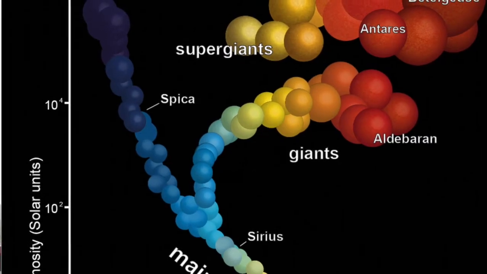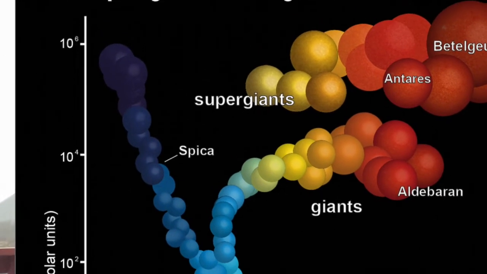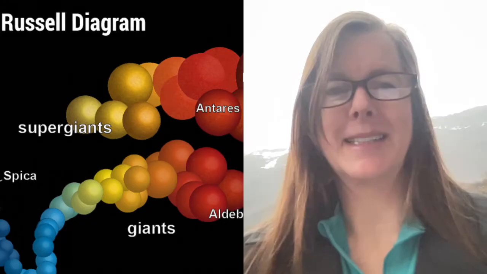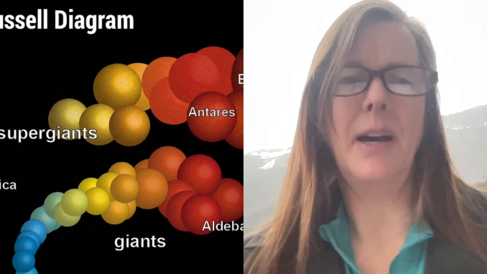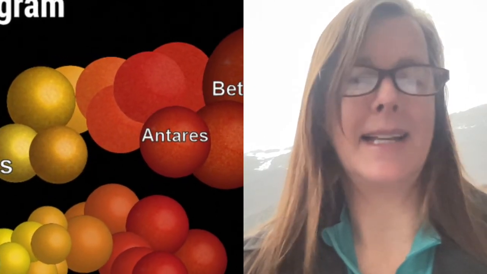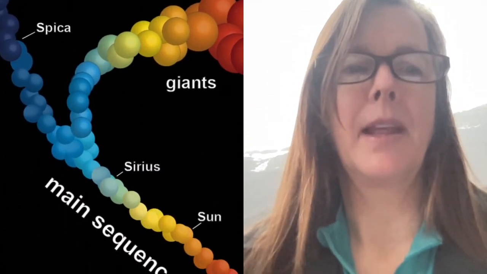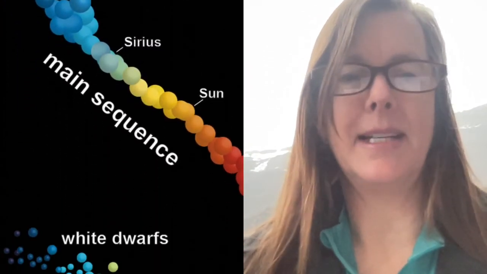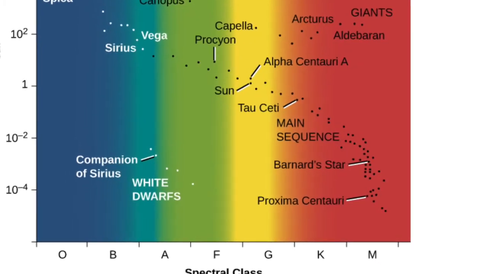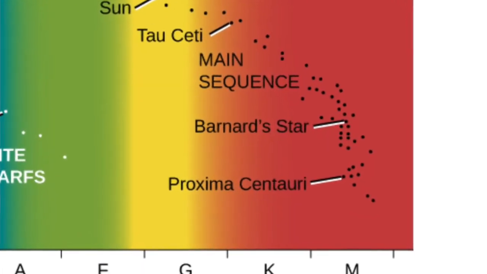So you'll see stars up on the upper left, Rigel and Spica. These upper left stars are hot and luminous, while the stars on the upper right are cool and luminous, like Betelgeuse and Antares. If we go down on the lower left, those stars are hot and dim, known as white dwarfs. And the lower right has the cool and dim stars, like Proxima Centauri, the nearest star that we know of.